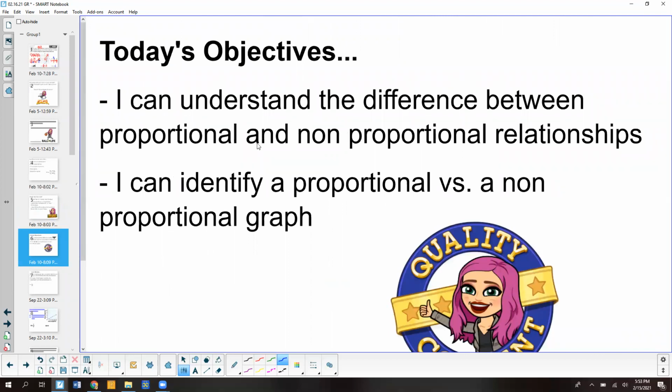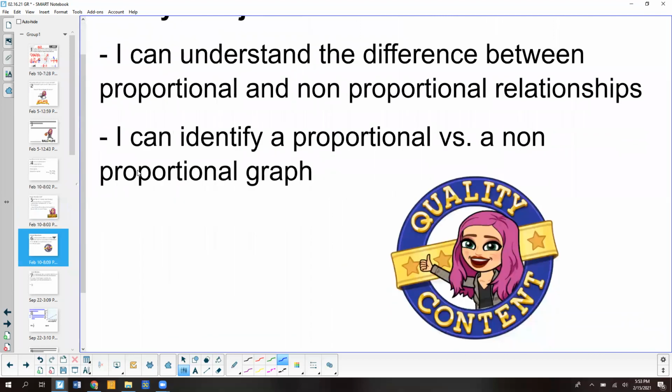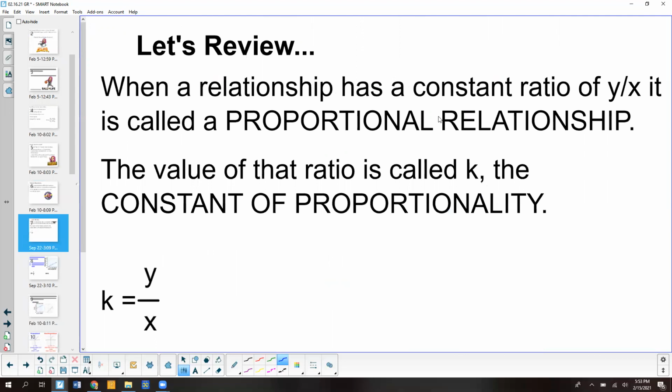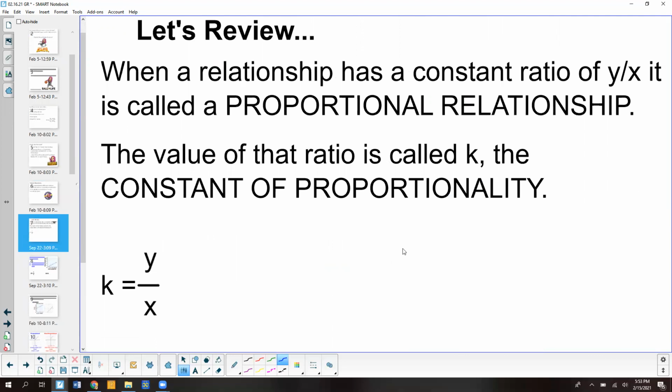I can understand the difference between proportional and non-proportional relationships. I can identify a proportional graph versus a non-proportional graph. All right, so let's review. We talked about this in the fall, what a proportional relationship was.